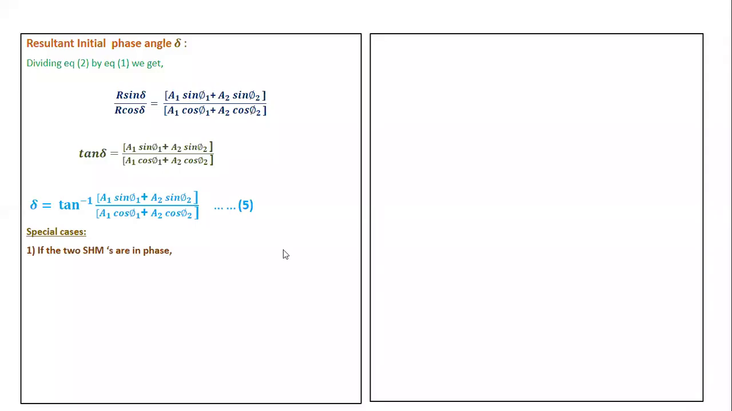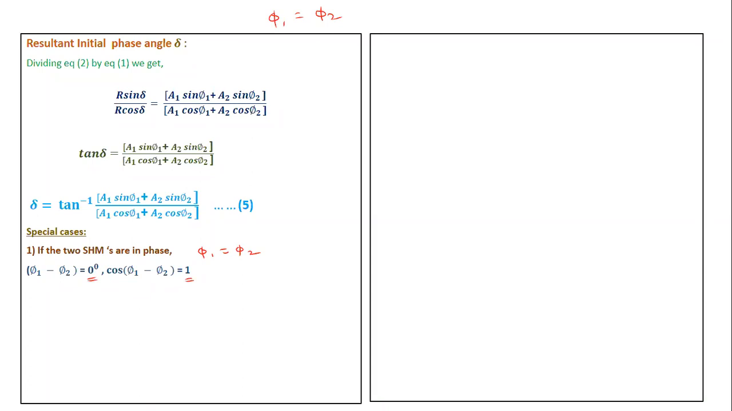The first special case is here. If two SHM are in phase. In phase means they're having the same phase. If they're having the same phase, means phi 1 and phi 2 are the same. If phi 1 and phi 2 both are the same, it means that the difference between phi 1 and phi 2 is 0 degree. Then cos of 0 is 1.